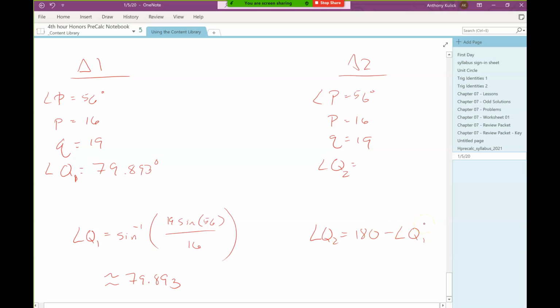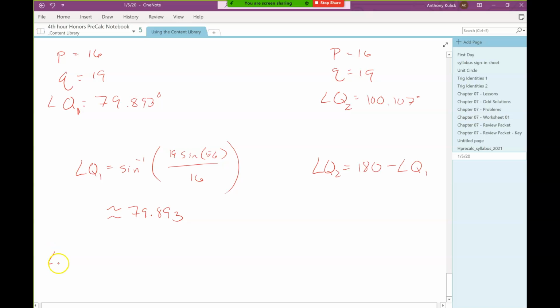And our angle Q2 is just going to be the complement of that. Or I'm sorry, the supplement of that. So I'm just going to do 180 minus that answer. Always do this. Oops, that's a 7. Everybody's so far so good?